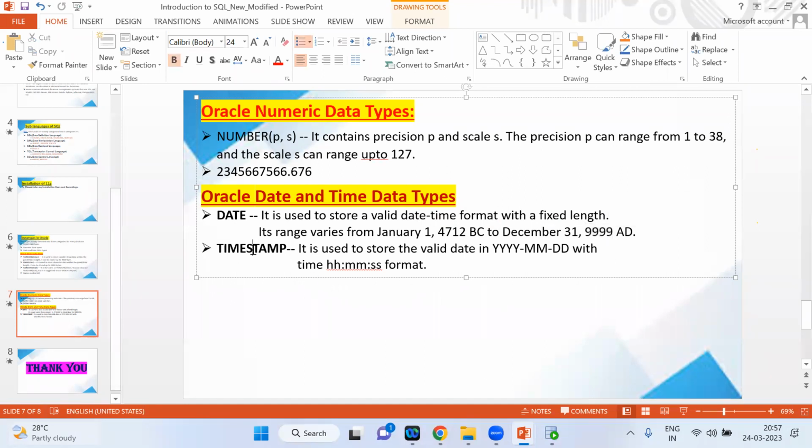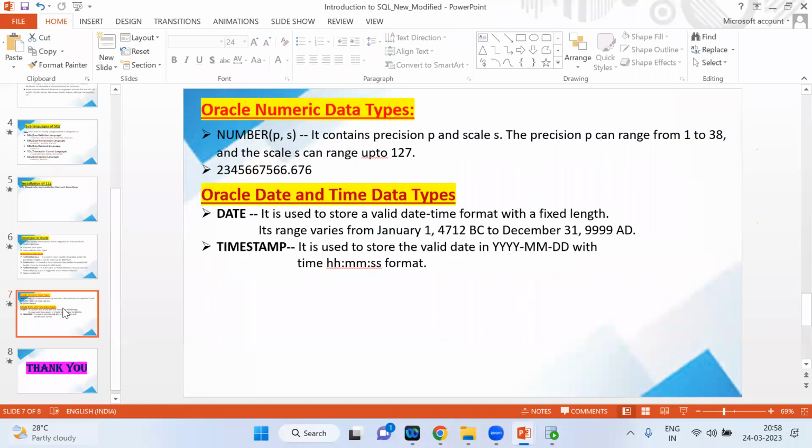Another data type is timestamp. If you want to insert your date data in the format DDMMYY, and then also insert hours, minutes, and seconds, then you mention HHMMSS. HHMMSS means H stands for hours, M stands for minutes, S stands for seconds. Okay, any doubt, guys, in data types? Can I move next?